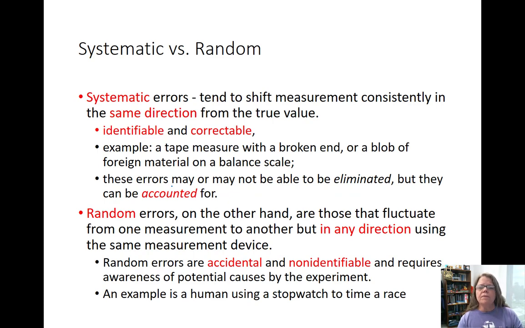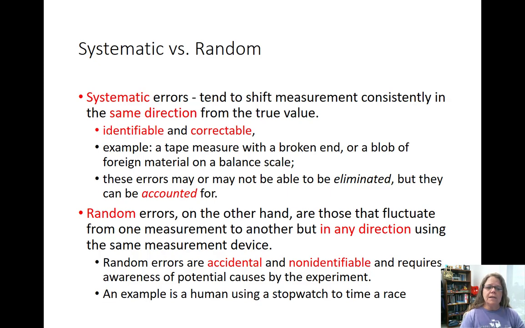And there are two types of error that we can generally encounter in scientific and engineering measurements. Systematic errors are errors that tend to shift the measurement consistently in the same direction. And you can typically identify these, right? And you may be able to correct them.